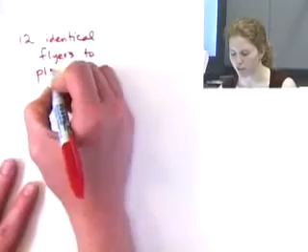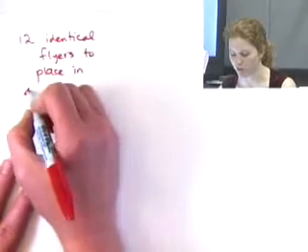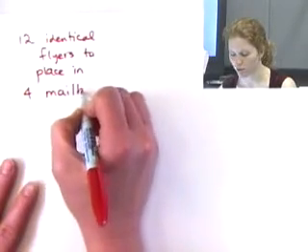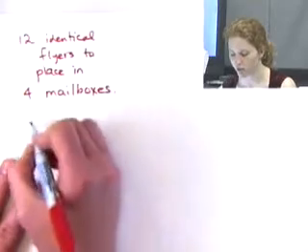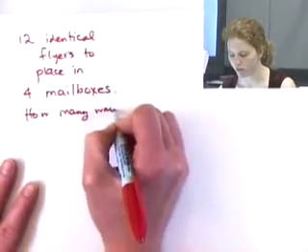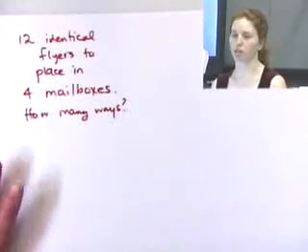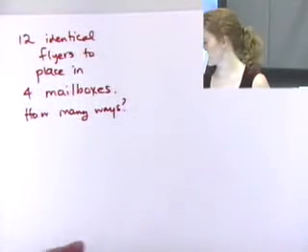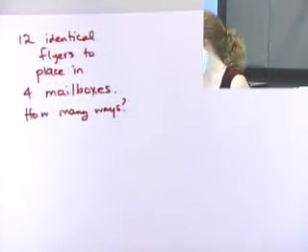So here's another example that's on page 6 of your notes. I have 12 identical flyers to place in 4 mailboxes. How many ways can I do it? And we assume we're going to distribute all of the flyers.